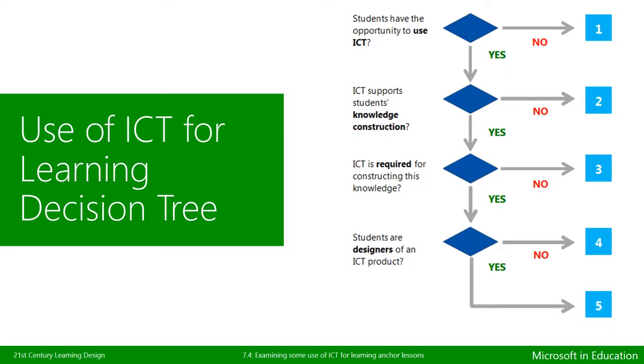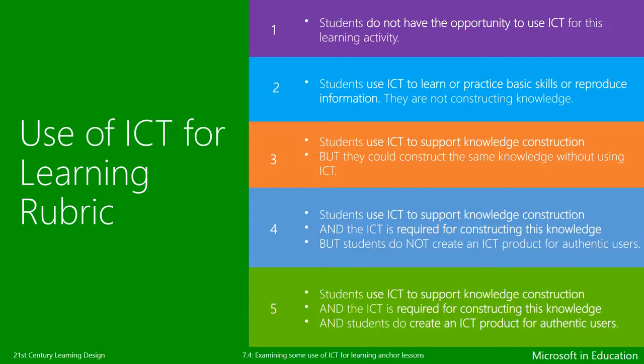In doing this, you also need to consider how much opportunity you want to give your students to use ICT for learning. As outlined in the previous lesson, the use of ICT for learning decision tree can also be represented as a rubric. As you can see, each of the numbers 1 to 5 outline the criteria for the condition for the code. For example, to achieve a code 3, students use ICT to support knowledge construction, but they could construct the same knowledge without using ICT. You can decide which you find easier to use, the decision tree or the rubric, when designing your learning activities.